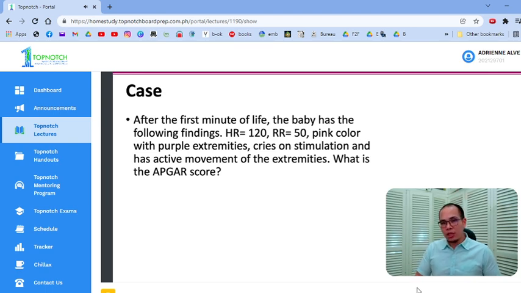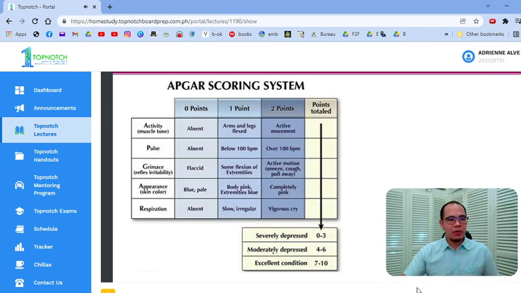Respiratory rate is 50, the normal is 40 to 60. And again, even if the rate falls within normal, titignan mo rin yung manner and effectivity of breathing. So 2 rin yan. Acrocyanosis is 1. Cries on stimulation, that's 2. Active movements, that's 2. So your score is 9. Your APGAR score is 9. So sabi dito, ito yung interpretation, excellent yung condition niya.